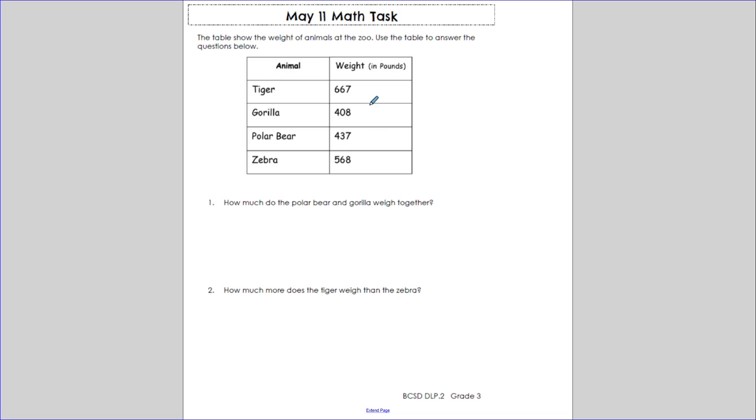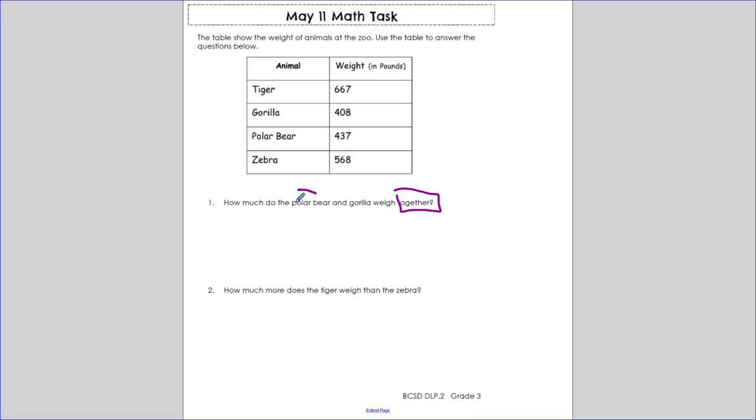So tigers are 667 pounds. Gorillas are 408 pounds. Polar bears are 437 pounds. Zebras are 568 pounds. All right, so question number 1. How much do the polar bear and the gorilla weigh together? So I'm going to put them together, meaning I'm going to add them.